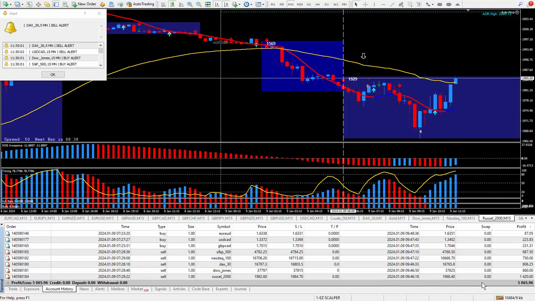So another great day of trading using my easy scalper. I knew it was going to be well over 200 pips and ticks. Today's grand total came to 765 pips and ticks, and all of those pips and ticks paid out $5,065.